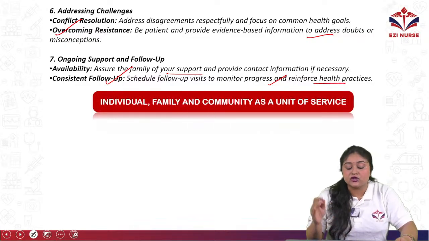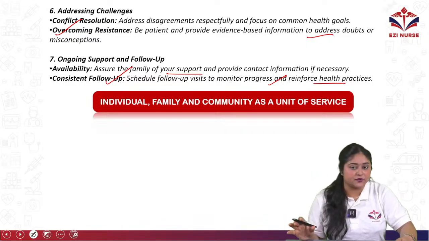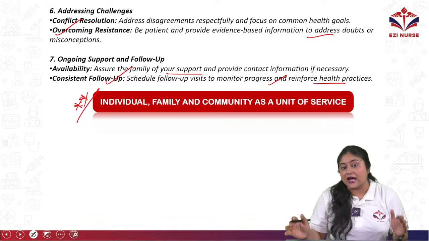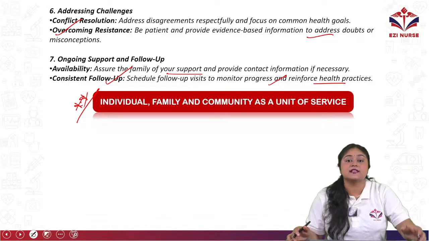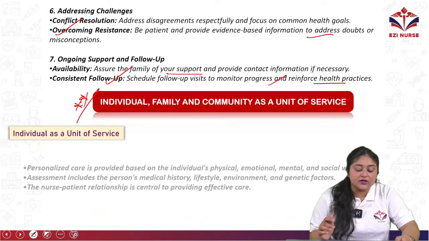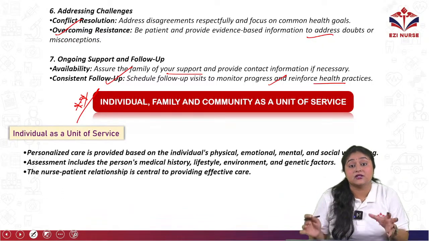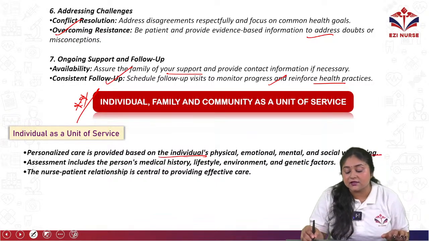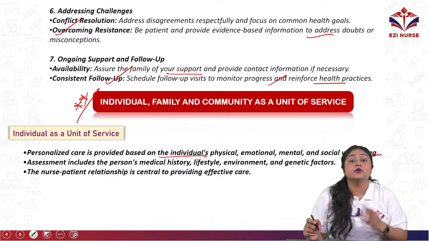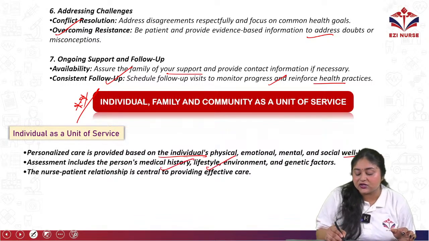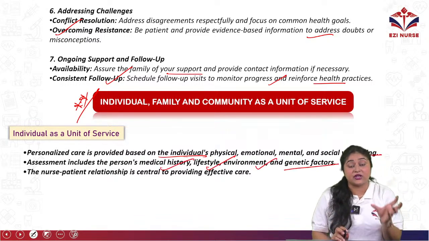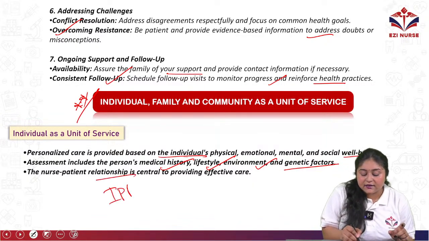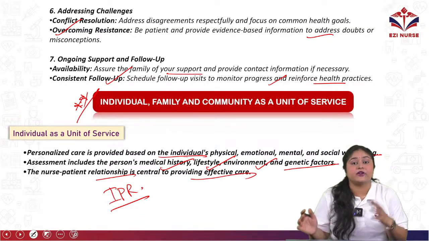Next one is the individual, family and community as a unit of service. This is the most important topic. Sometimes for the 2 marks question they ask to explain the individual as a unit of service. Individual as a unit of service is nothing but personalized care which is provided based on their individual physical, emotional, mental and social well-being. Assessment also includes the person's medical history, lifestyle, environment as well as genetic factors. And the nurse-patient relationship, or IPR, is centralized to provide effective care.